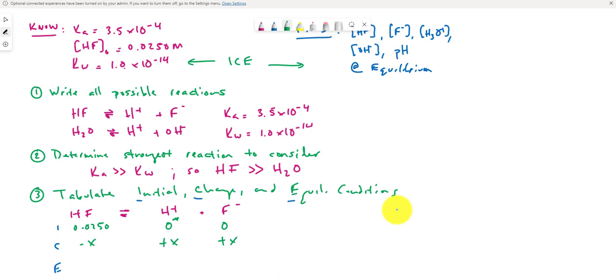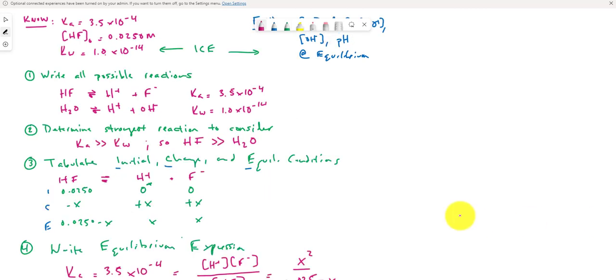So our equilibrium concentration is then going to be our initial minus that change, and then we're going to have X amount of both hydrogen and fluoride ion at equilibrium. So the next step should be logical. It's the same one we used before.